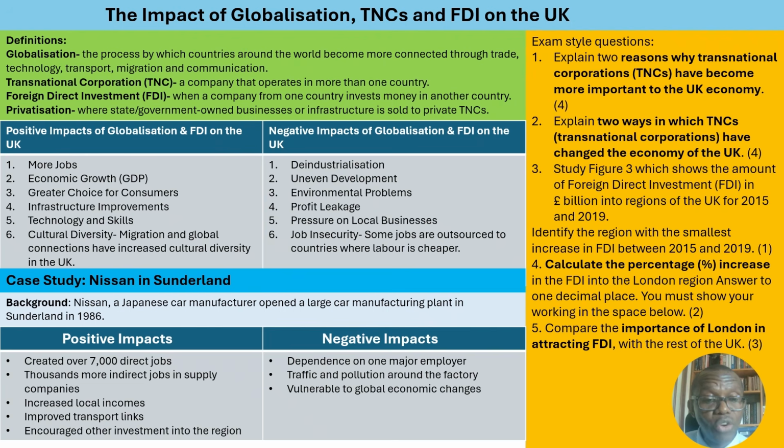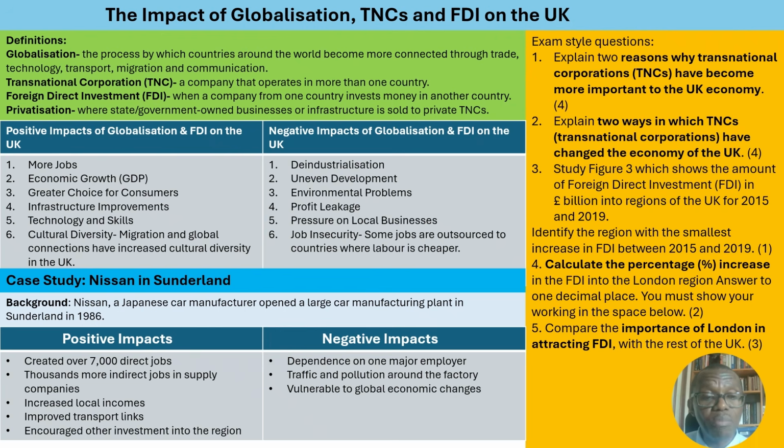Then increased local income. So obviously Sunderland is an area in the northern part of the UK, which means it's one of the areas that suffered the decline of the old economy. So by opening a factory here, the local incomes that had greatly reduced due to that decline of the old economy can now begin to recover. So people can now have increased incomes.